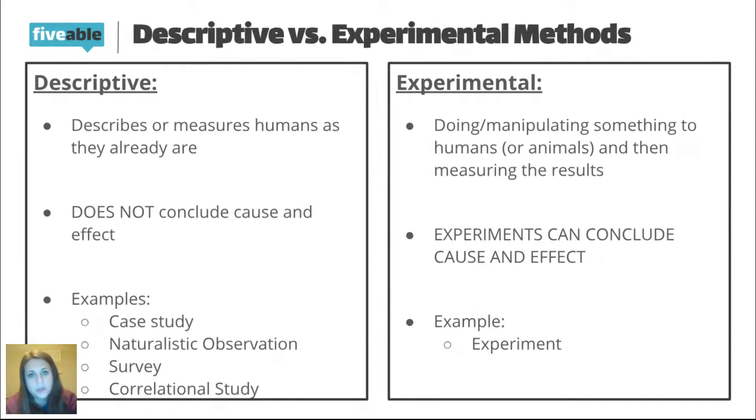An experiment, on the other hand, is more of our true science type experiment. We have variables, we measure their outcomes, and so we're actually manipulating something in a human or in an animal and then measuring the results of that manipulation. And so this is how we determine cause and effect, and that's really the key thing there. And then experiments are really the only thing in this category. So just make sure you review the differences between those. What are the pros? What are the cons? That sort of thing.